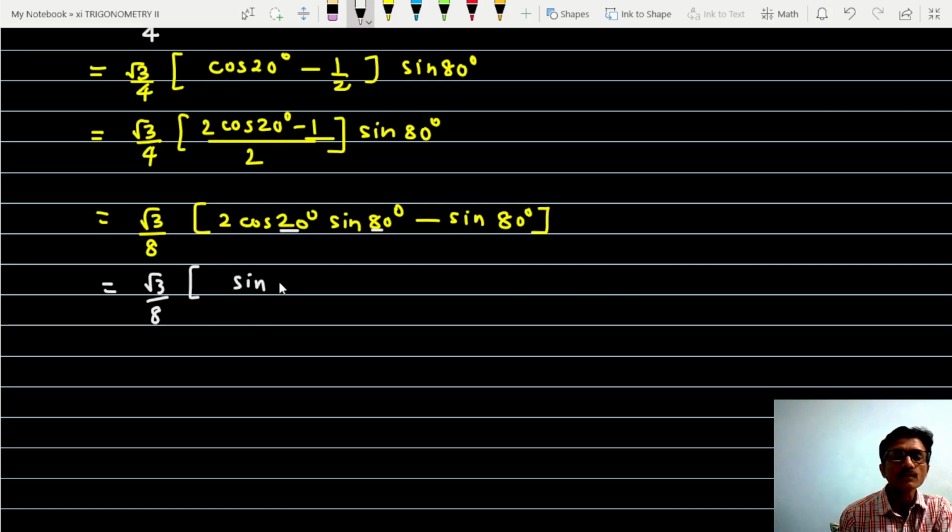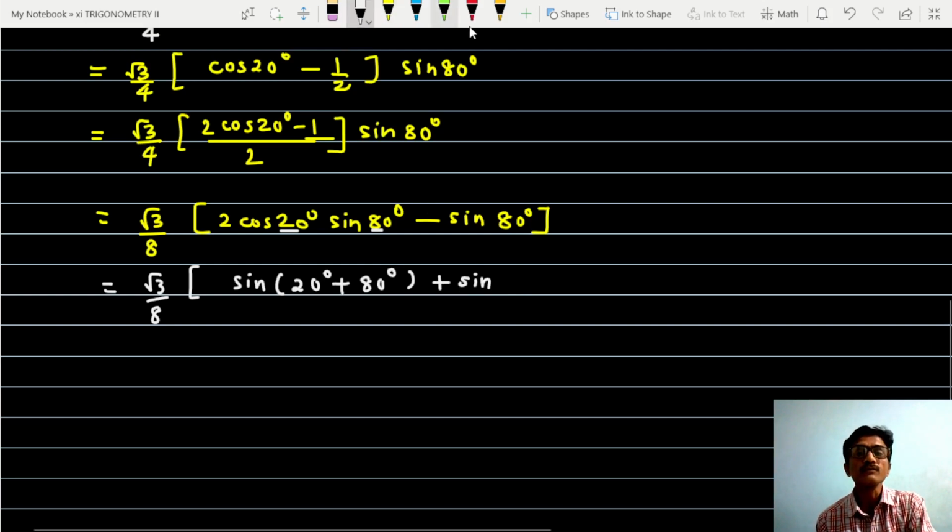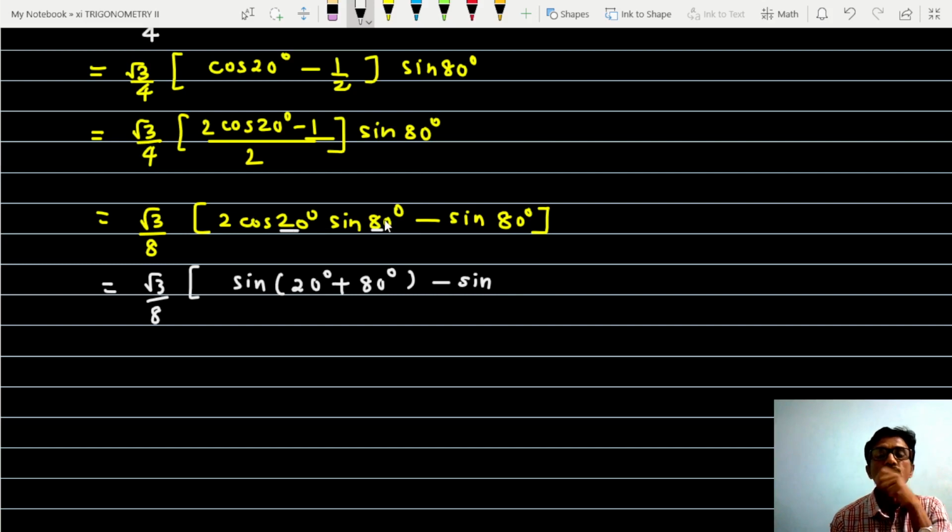sine of A plus B, 20 plus 80, plus sine of A minus B. Two cos A sin B is equal to sine A plus B minus sine of A minus B. (20 minus 80), then minus sine of 80 degree as it is.